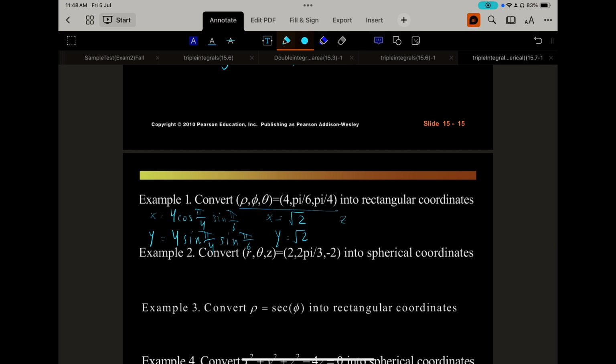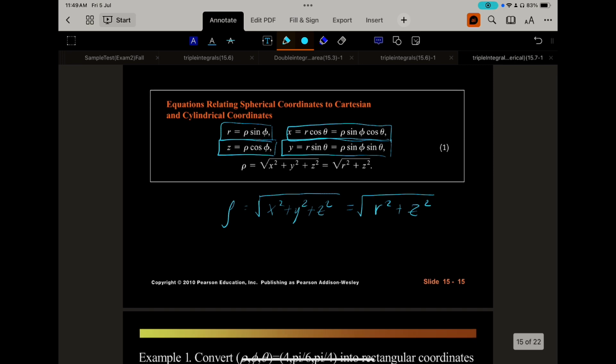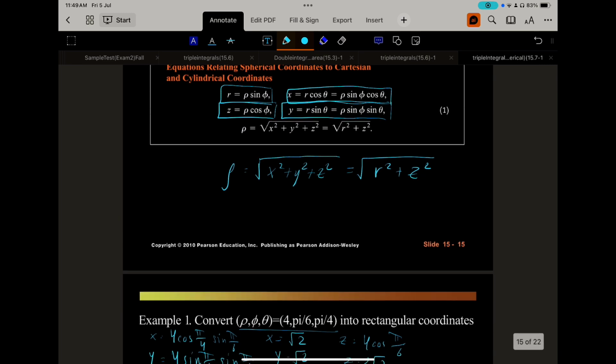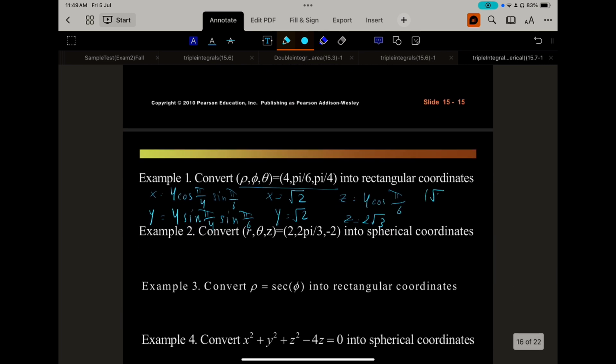And as for the z, it's just rho cosine of phi, so 4 cosine of pi over 6, which is z equals 2 root 3. And our coordinate is just root 2, root 2, 2 root 3.